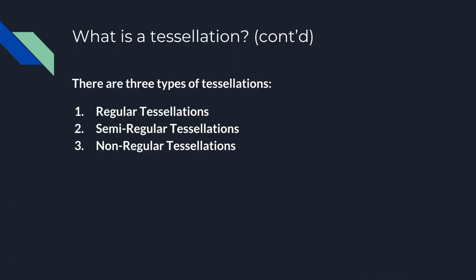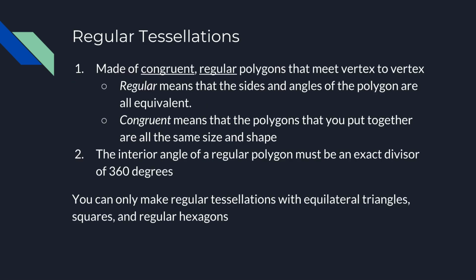There are three types of tessellations: regular tessellations, semi-regular tessellations, and non-regular tessellations. Today, I'll only be talking about regular tessellations, but if you're interested in our discussion, I highly suggest you checking out the latter two. Now, regular tessellations are made up of congruent regular polygons that meet vertex to vertex, and regular means that the sides and angles of the polygon are all equivalent. Congruent means that the polygons that you put together are all the same size and shape.